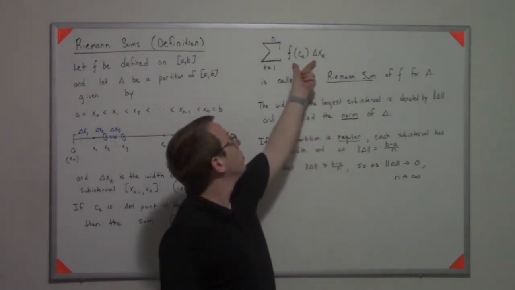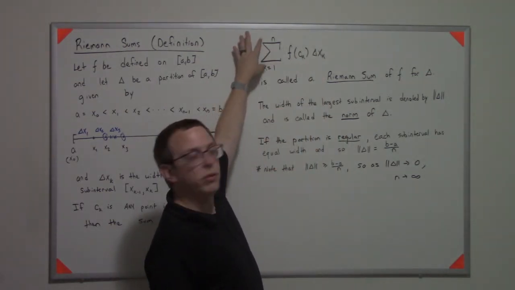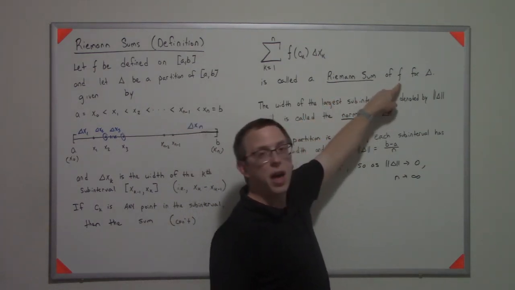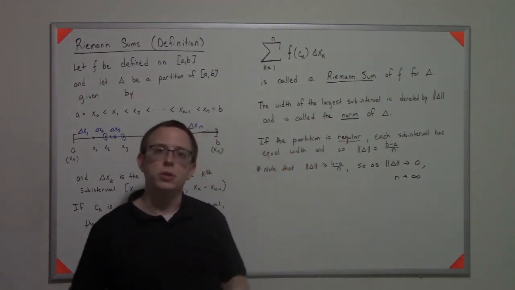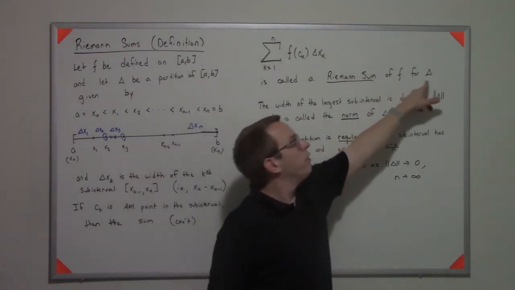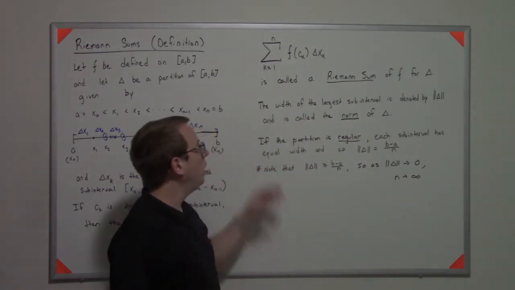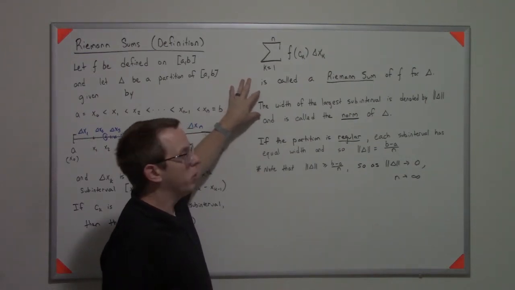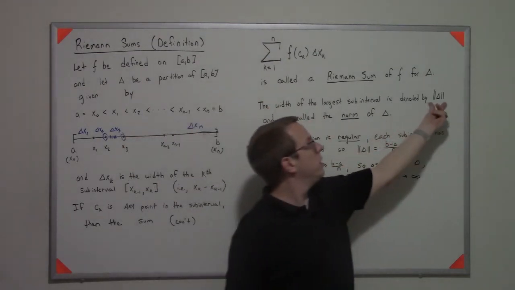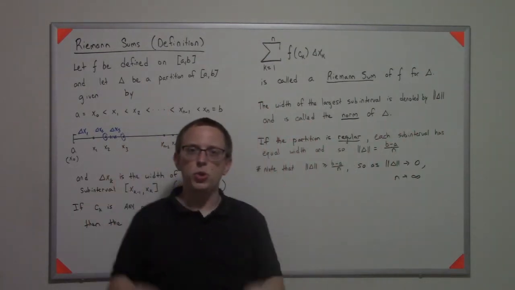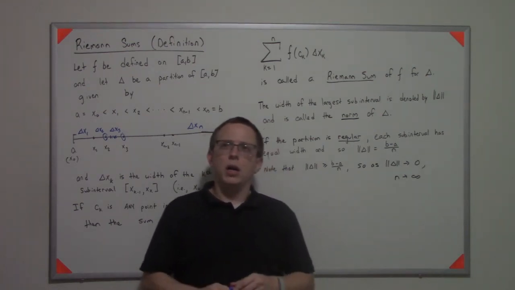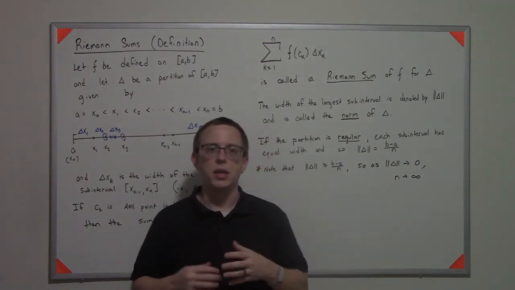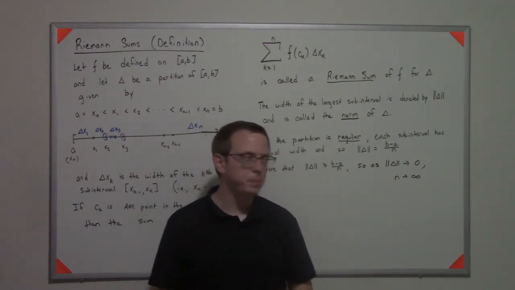So if we take one of those points and evaluate the function at that point inside the subinterval, and then multiply it by the width, again we have a rectangle, and this is the sum of those rectangles. And that is what is called a Riemann sum of f for delta, delta being that partition. Now, there's a little bit of extra technique here, which is that the width of the largest subinterval is denoted by this. These two straight lines mean norm. If you go into things like linear algebra, you'll see that notation to indicate a distance or a width.